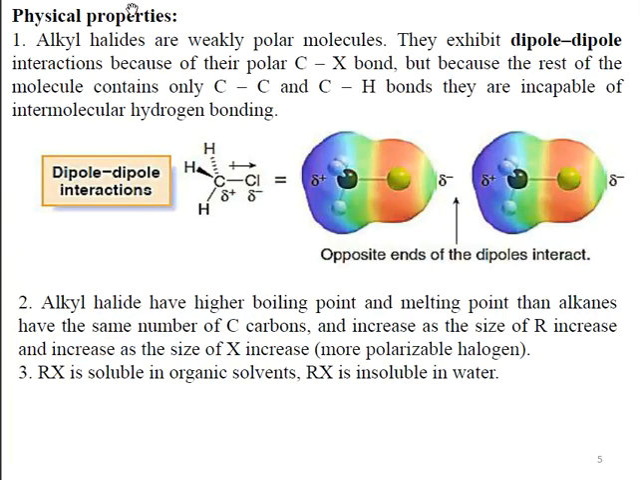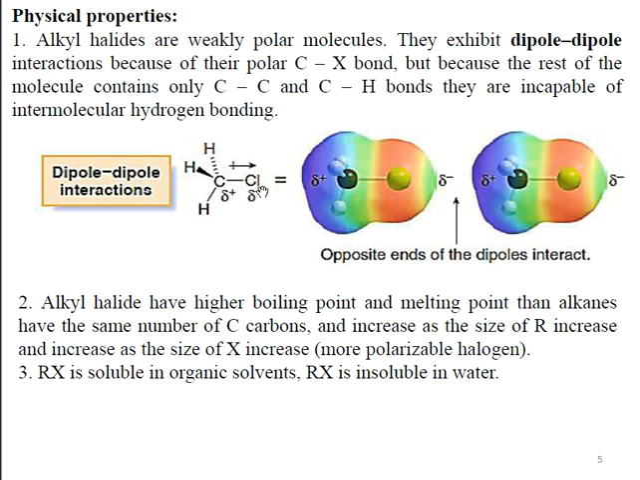The physical properties of the alkyl halides: they are weakly polar molecules, because the halogen has high electronegativity. That means we have polar bonds, and then we have a net dipole for the molecules. They exhibit dipole interaction, not hydrogen bonding. The van der Waals forces happen in the alkyl parts, but for the polar part we have dipole interaction.